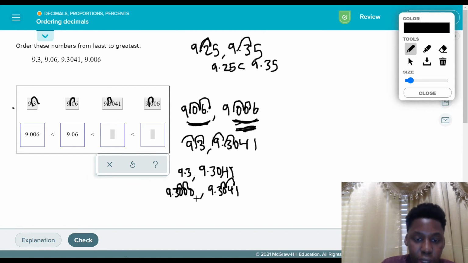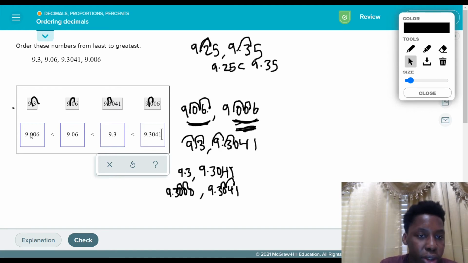Since 0 is smaller than 4, this 9.3 here should be smaller than 9.3041. Every time we loop through, we realize that this 0 that we're housing currently is smaller than this 4 that we're housing here currently. Since this one is smaller than this one, automatically we can assume that 9.3 is less than 9.3041.